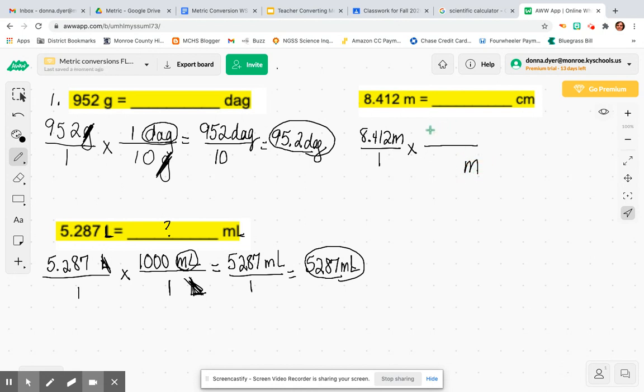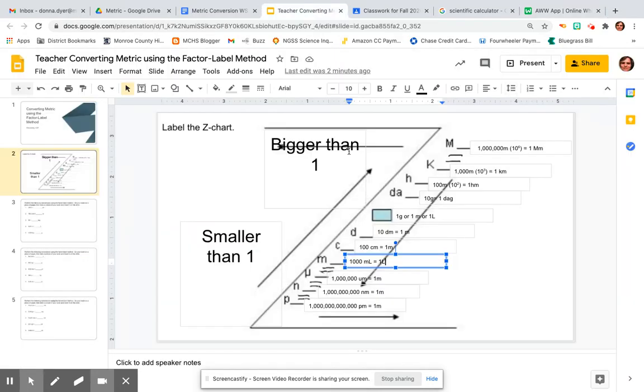Okay, so now, what do we want to change to? That's what goes on the top. Well, we want to change to centimeters, so centimeters goes on the top. Now we have it set up so our meters will cancel. We can go ahead and mark it out if we want to. But I need to find a conversion factor that has both centimeters and meters in it. Again, this is centimeter. So where do I have both centimeters and meters? Right here, cm and m.